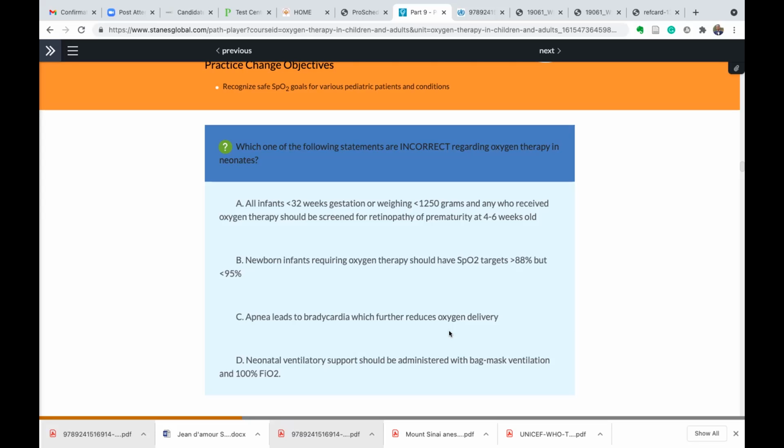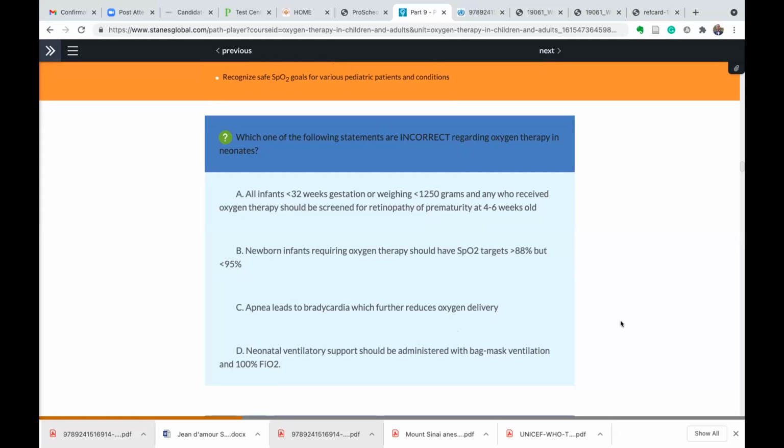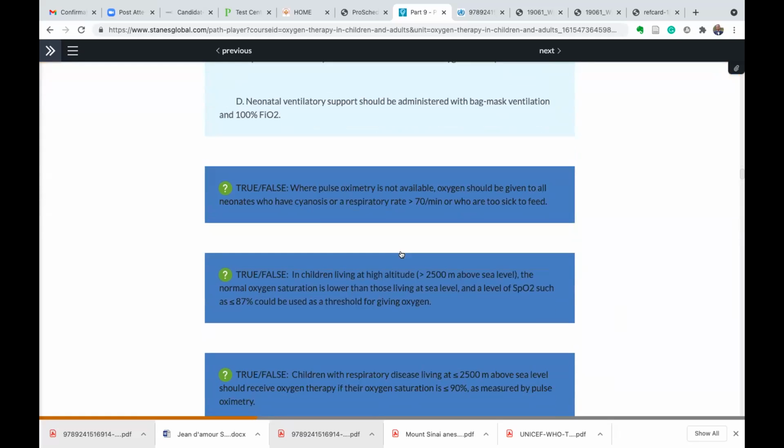So apnea leads to bradycardia. That's a correct statement. And you can do ventilation support for children with FiO2 less than 100%. That's why that is incorrect. Okay, good. So the correct answer is D. Let's see the second one.